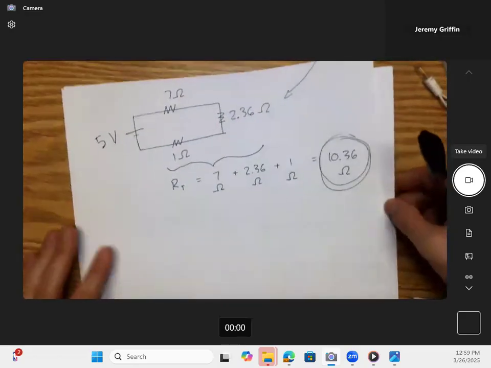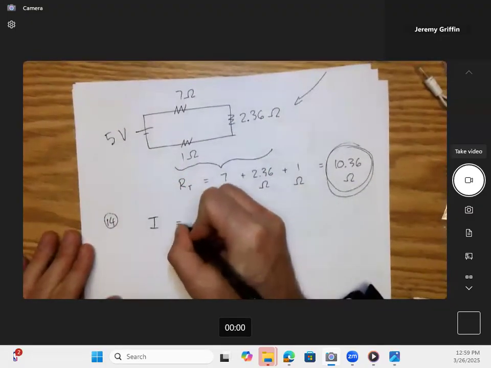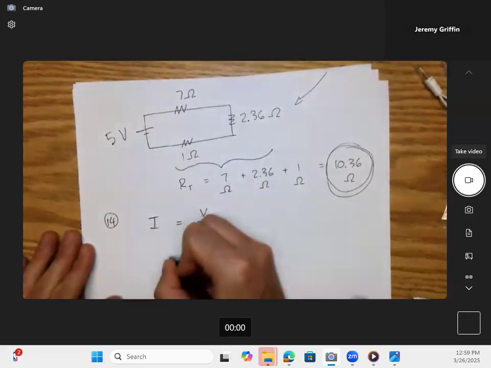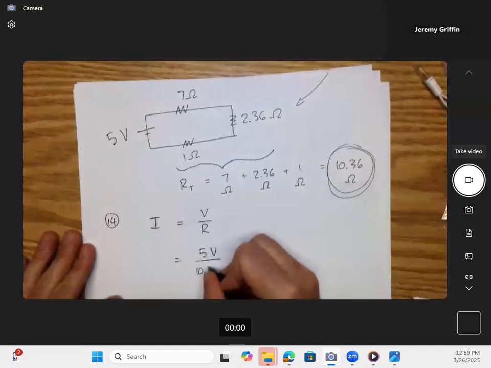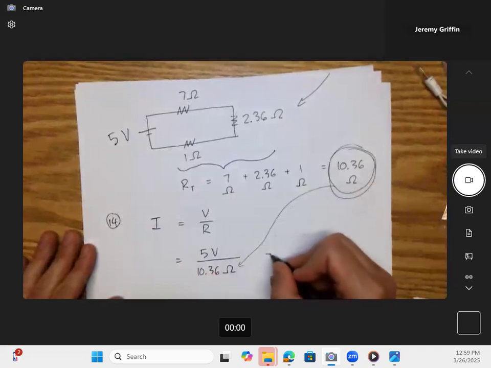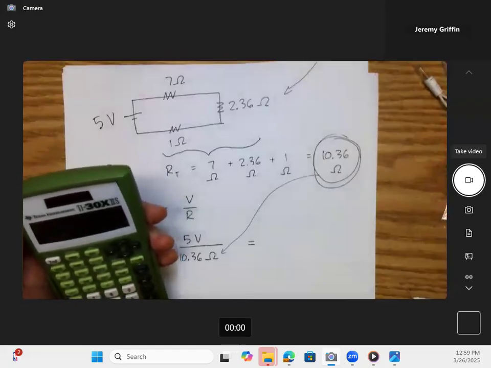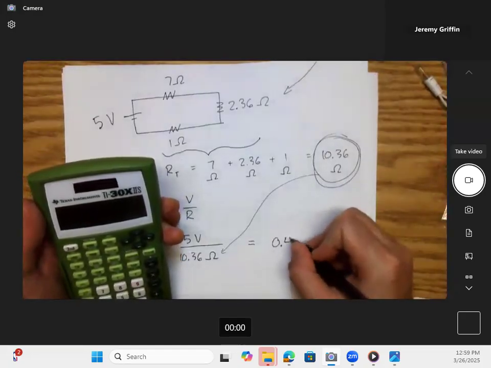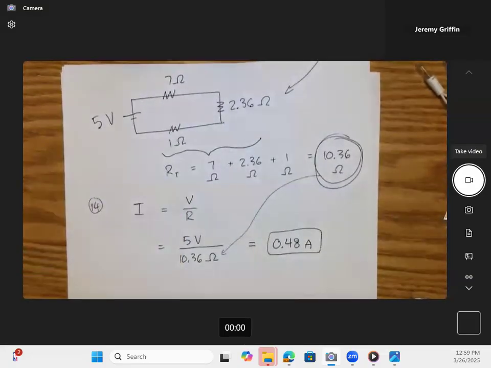Right. Then the follow-up question for that circuit, number 14, is what's the current? So we're back to Ohm's law, V over R. So I have 5 volts acting on 10 point something ohms of resistance. Yeah, from right here. So what does that work out to? Let's find out. Get this many amps of current. Yeah, that's a multiple choice answer. So that looks good.